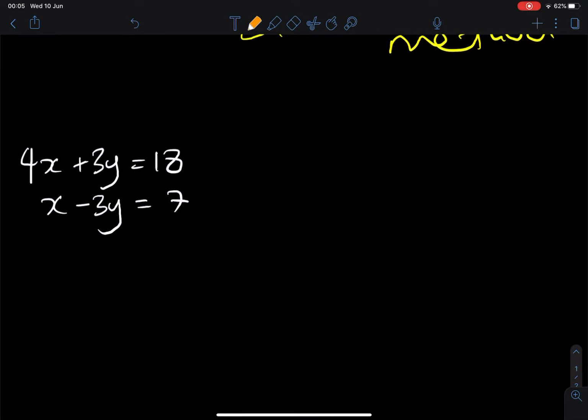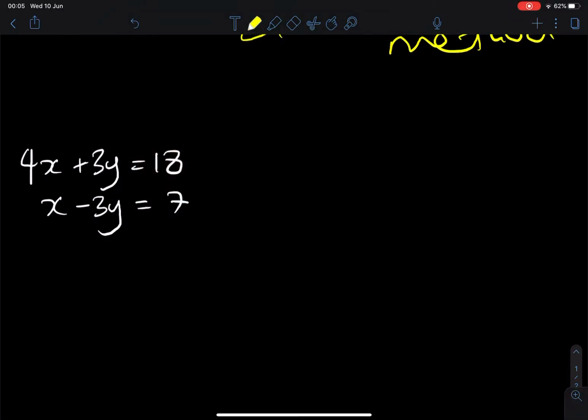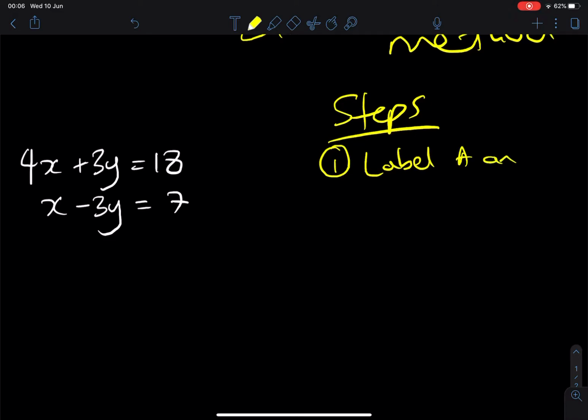So let's first start on 4x plus 3y is equal to 18 and x minus 3y is equal to 7. Now, I'll put down the steps here. So the very first step, very simple, is label A and B. Now this doesn't actually change my answer anything. All it does is it just helps organize my layout a bit more so that I can refer back to it a bit later on.